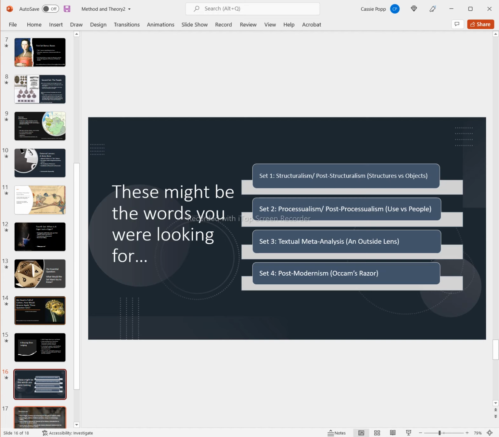Our first set was a discussion about structuralism versus post-structuralism. So, the structures that create the objects versus the objects themselves. Set 2 is processualism combined with post-processualism, so another dueling pair of use versus people. Set 3, we talked about how to responsibly contextualize and use outside lenses to gain glimpses, and that is called textual meta-analysis. In our fourth set, the Occam's razor set and discussion is one of the aspects of postmodernism.